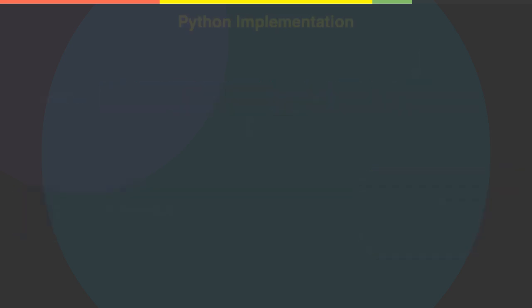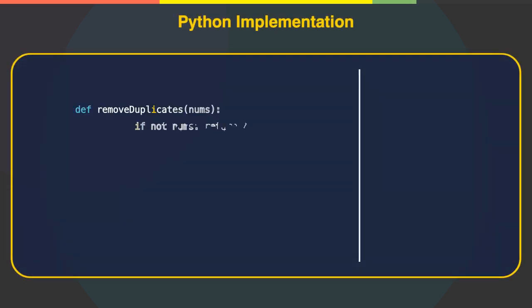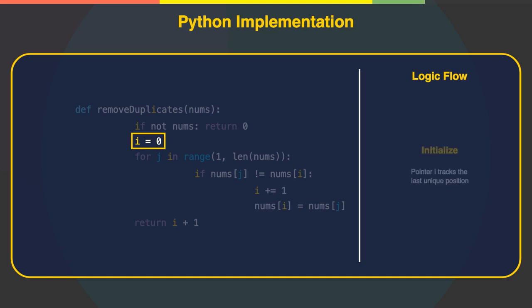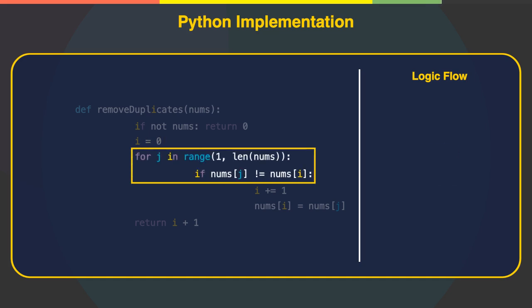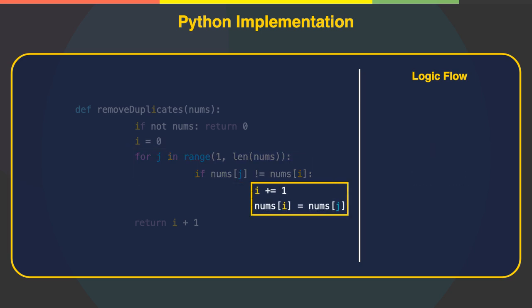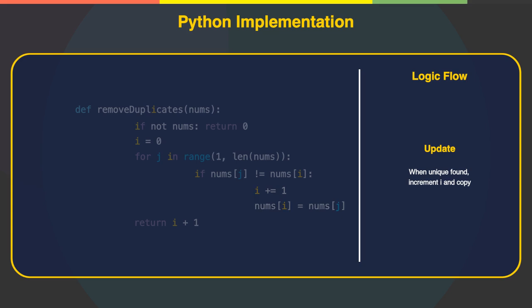Now that we have walked through the logic visually, let us see how these pointers translate into our Python code. We start by checking if the array is empty. If it is, we return 0. Then, we initialize our slow pointer i at index 0. We start a loop for our fast pointer j, ranging from index 1 to the end of the array. Inside the loop, we check the condition, if nums[j] is not equal to nums[i]. If this is true, we found a unique element. We increment i and set nums[i] equal to nums[j]. Finally, we return i plus 1, which represents the total number of unique elements found.